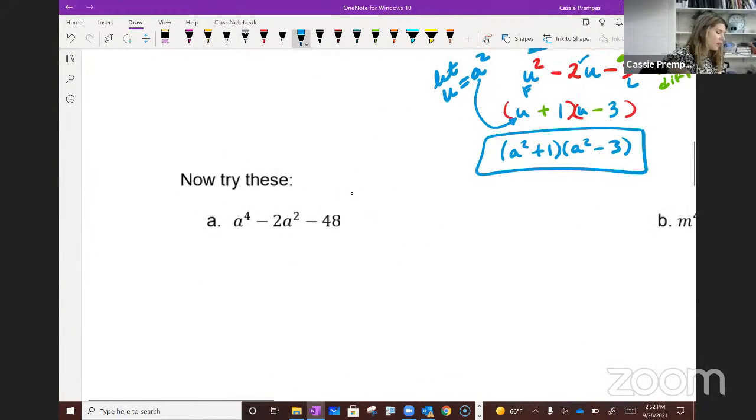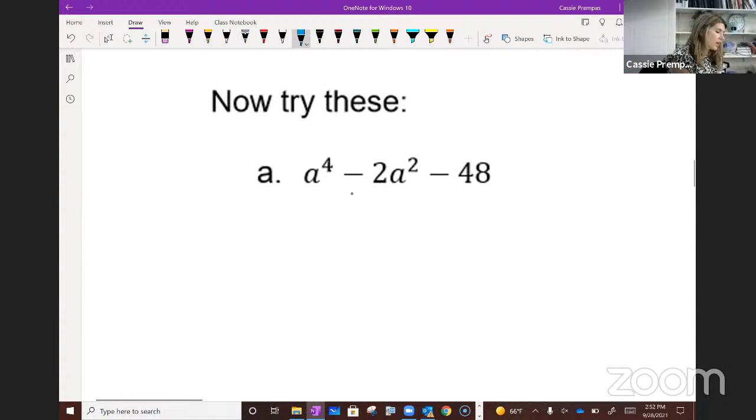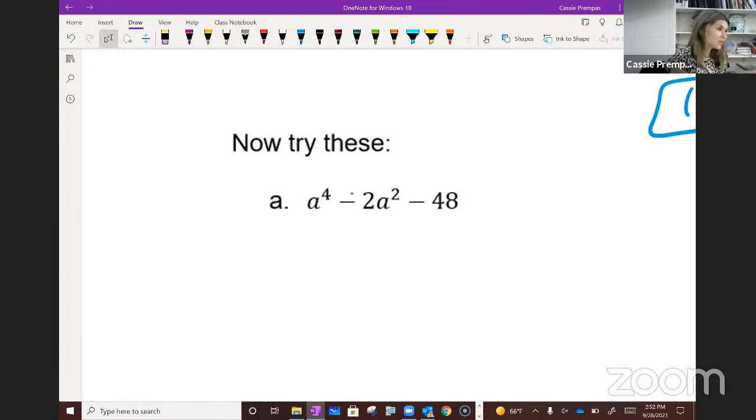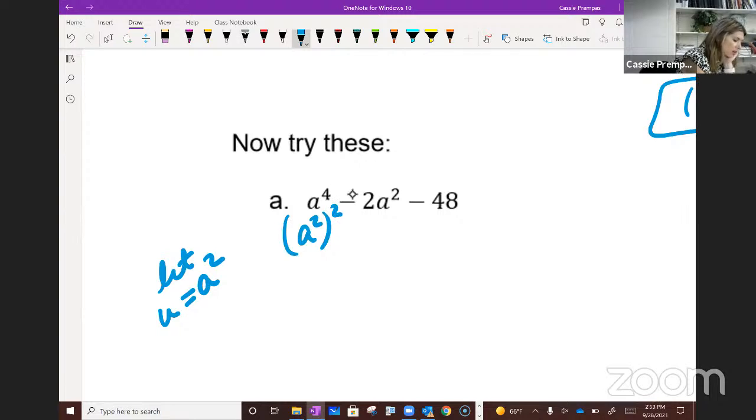So if I look at letter A, it replaced a squared, exactly. So if I look at letter A, what should I let u replace? A squared, awesome. So then what happens to the a? Well, if you think about what is a squared, so it'd be u squared.